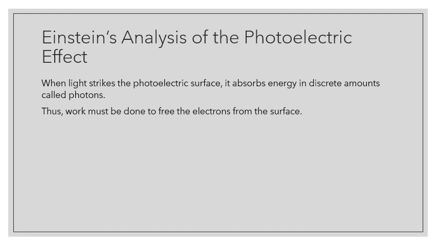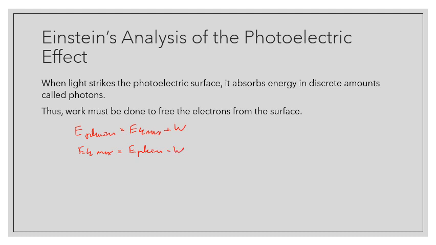Now we're going to look at Einstein's analysis of the photoelectric effect. When light strikes a photoelectric surface, it absorbs energy in discrete amounts called photons. Thus, work must be done to free the electrons from the surface. So E photon is equal to Ek max plus work. So Ek max is equal to E photon minus work.